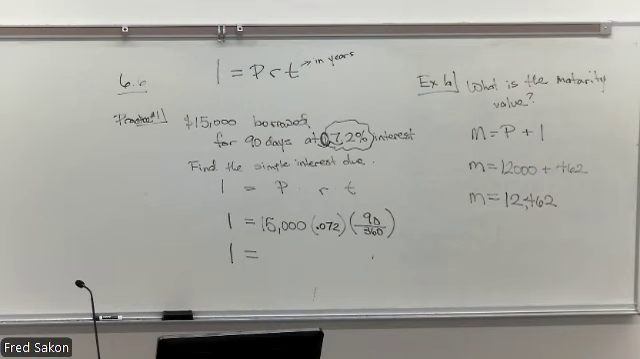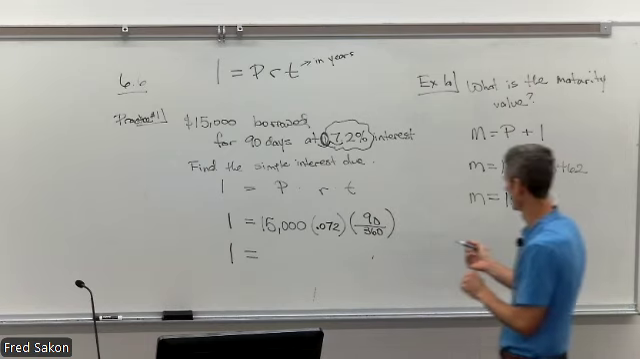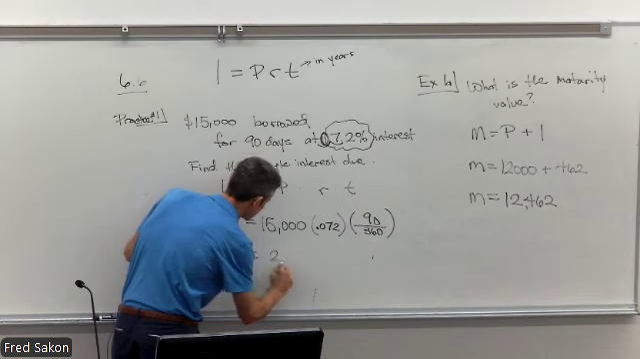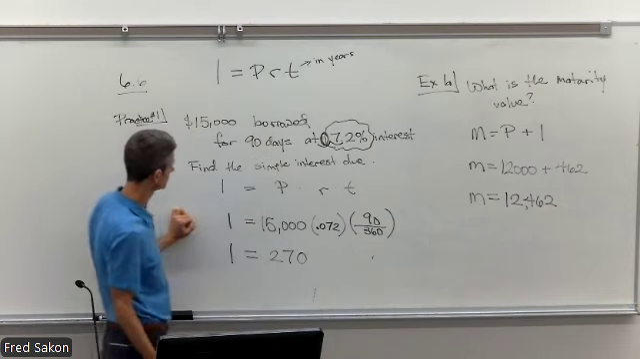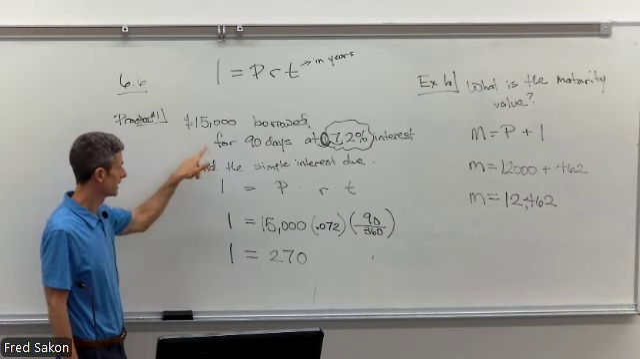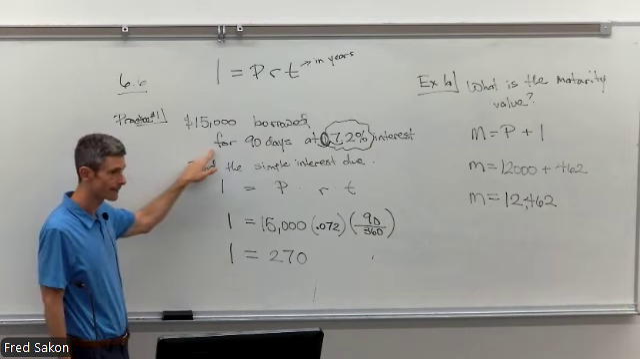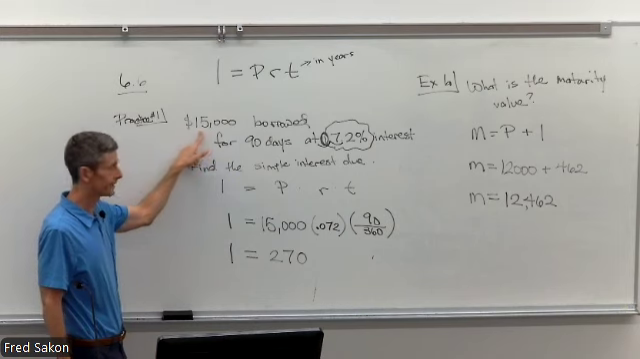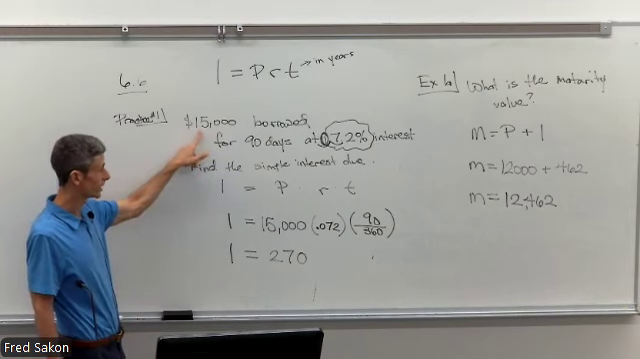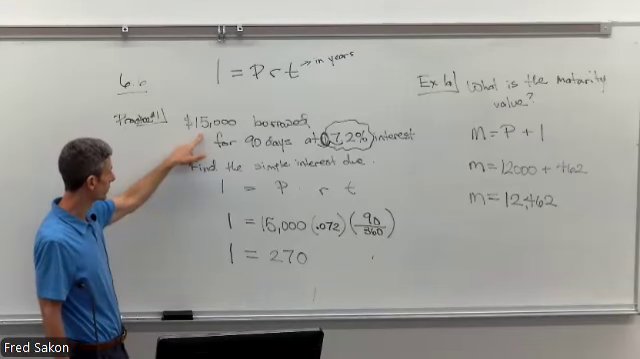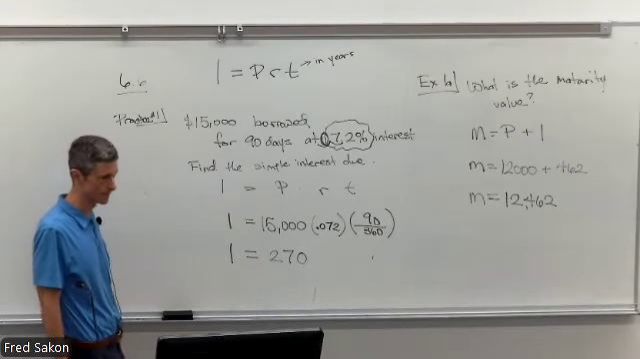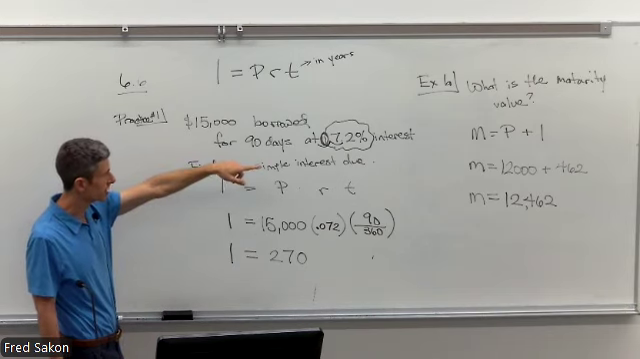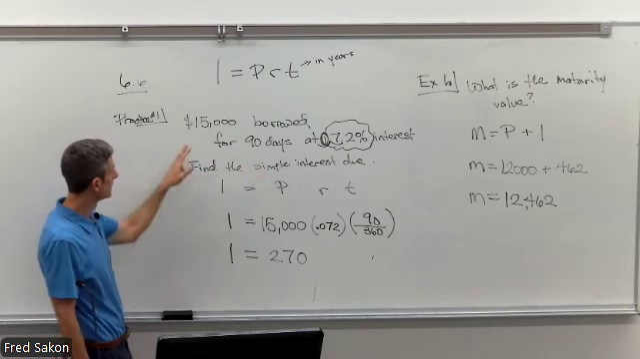What did we get, London? What'd you get? 270? Good. All right. 270. So at the end of that 90 days, how much did we pay? $270 in interest. And we have to repay this loan, right? So altogether, 15,270. That's kind of looking towards that maturity value question again. How much all total? This plus this.